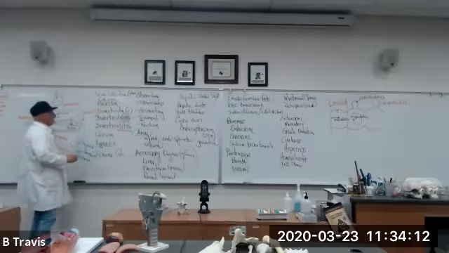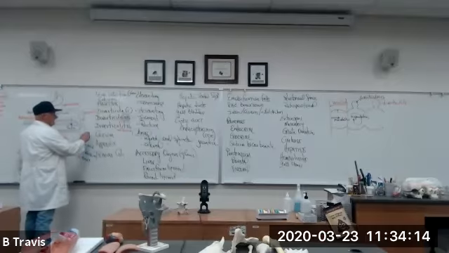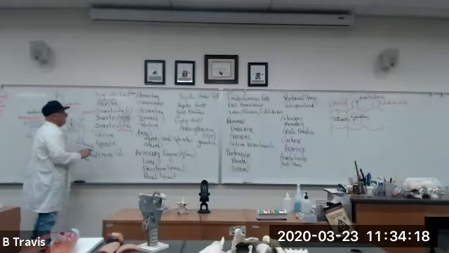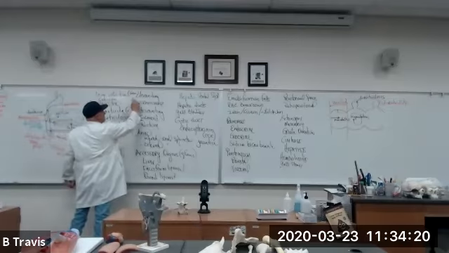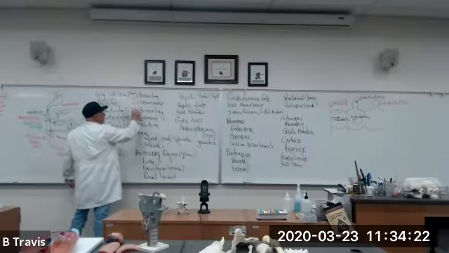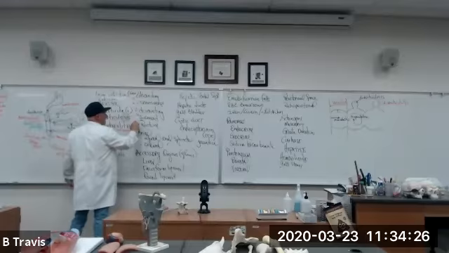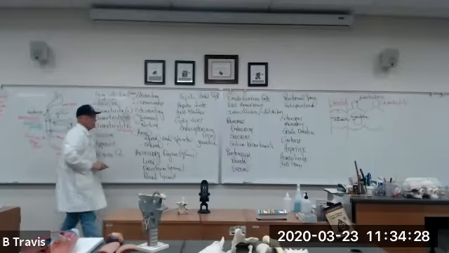Good. We talked about the 6 parts: the cecum, ascending, transverse, descending, sigmoid, rectum. Anus is just a sphincter at the end.